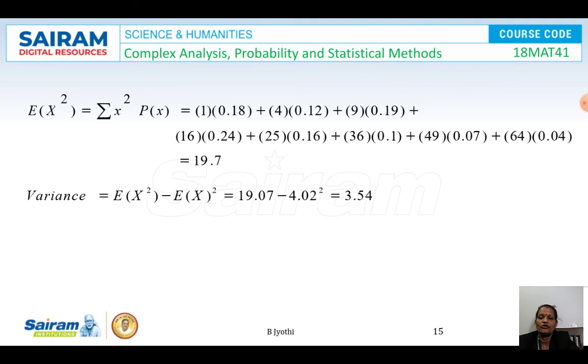Next, E of x square, that is summation of x square P of x, is given by 1 into 0.18 plus 4 into 0.12 plus 9 into 0.19 plus 16 into 0.24 plus 25 into 0.16 plus 36 into 0.1 plus 49 into 0.07 plus 64 into 0.04, which gives a total of 19.7. And the variance formula is E of x square minus E of x the whole square, that is 19.7 minus 4.02 the whole square, which gives us 3.54.